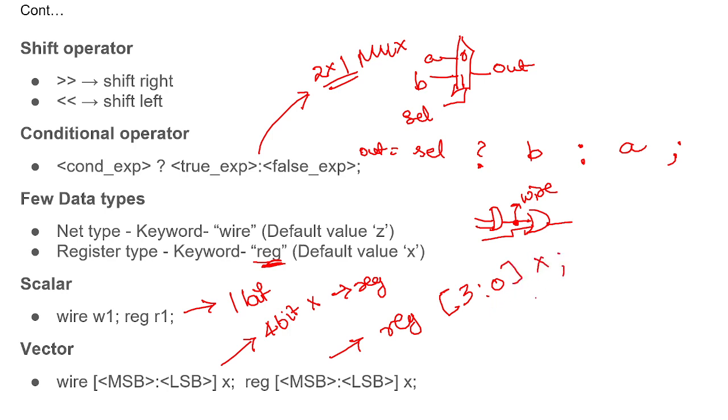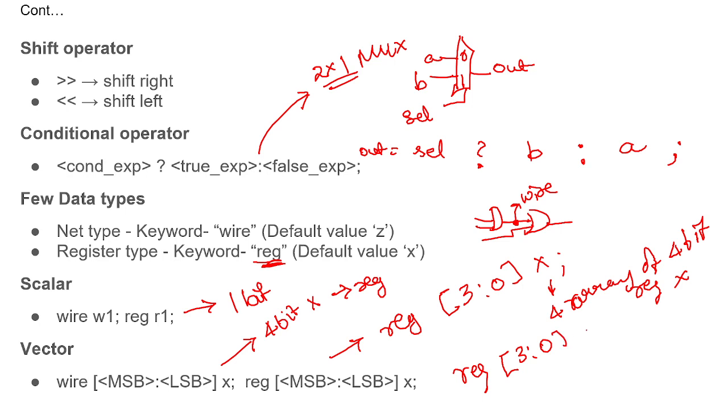Now if I wish to specify an array of 4 elements of 4-bit register X, what will be the declaration? Reg [3:0] X, followed by the array range, since I wish to specify an array of 4. So I will specify the array range here. It will be 0 to 3.